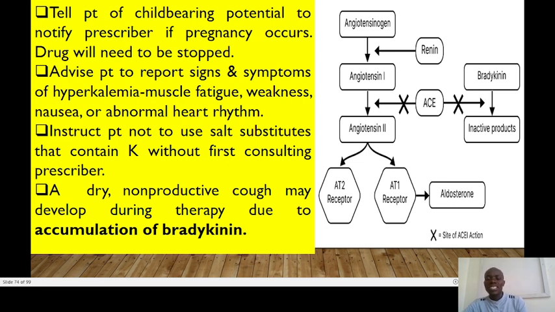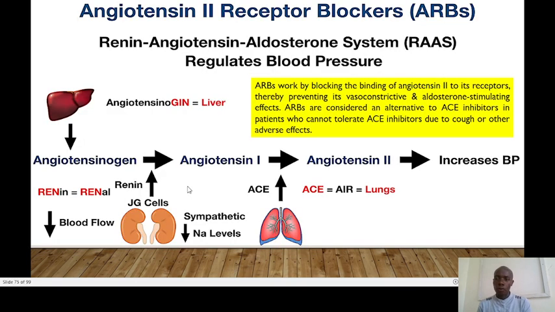Then a dry cough, which is non-productive, may develop during the therapy due to accumulation of bradykinin. So I hope you can see here, guys, that an ACE inhibitor blocks the conversion of angiotensin 1 to angiotensin 2. Also, it blocks the breakdown of bradykinin into inactive products. So when it remains there accumulating, it's the one that leads to this non-productive cough. So guys, that was the first group under the RAAS system, the angiotensin converting enzyme inhibitors.